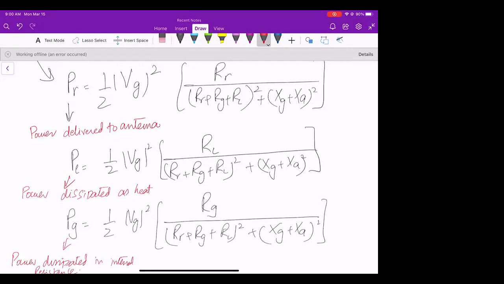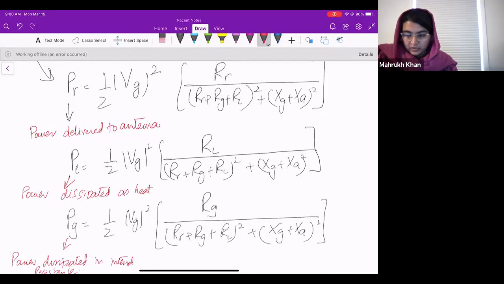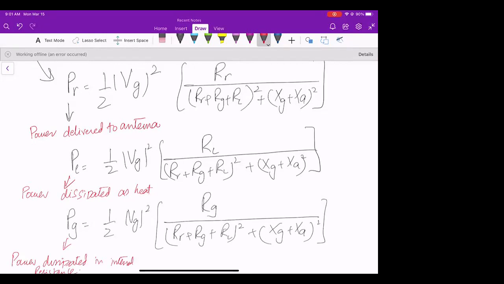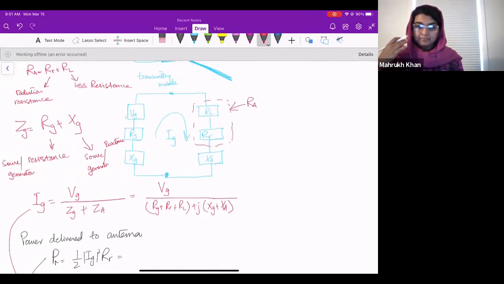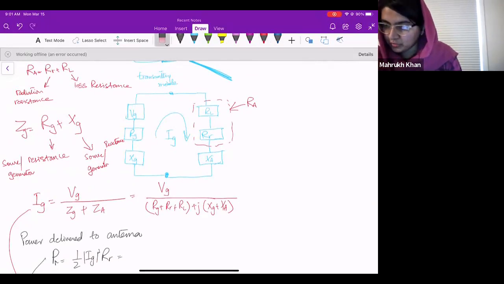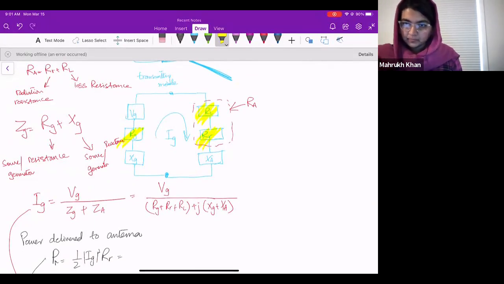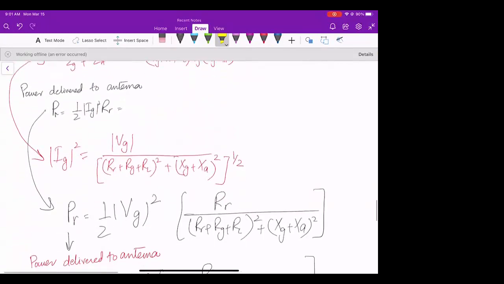Dr. Khan, how do you go from RR as a numerator to RL? Okay, that's a good question. So what we are doing is calculating the power dissipation in all these resistances. First we did RR, then RL, and then RG. So when you calculate the dissipation, it's I square R, right? Yeah. So that's what we have done here.